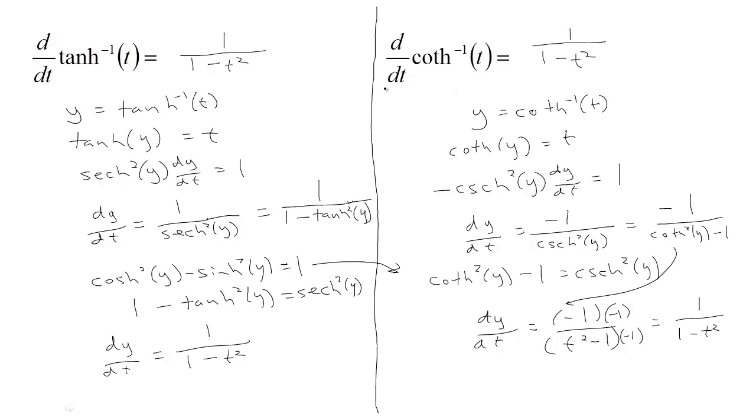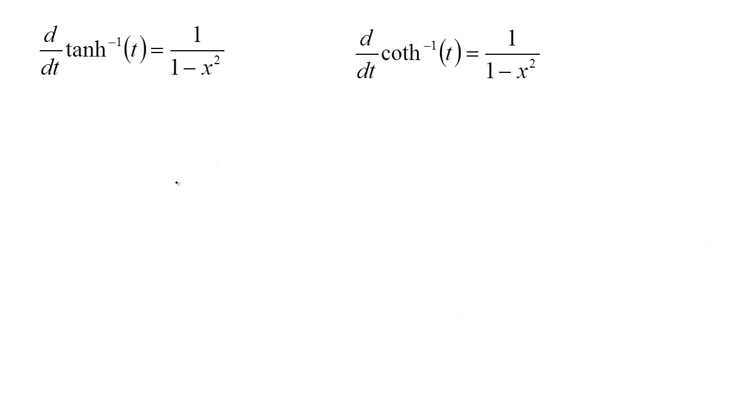If we look at these, you might think, well, if two functions have the same derivative, are they the same function up to a constant or not? The answer in this case is no, and it has to do with the domain of the inverse hyperbolic tangent versus the inverse hyperbolic cotangent. To explain why, let's just look at a graph of the hyperbolic tangent. That's the function that this is the inverse of.